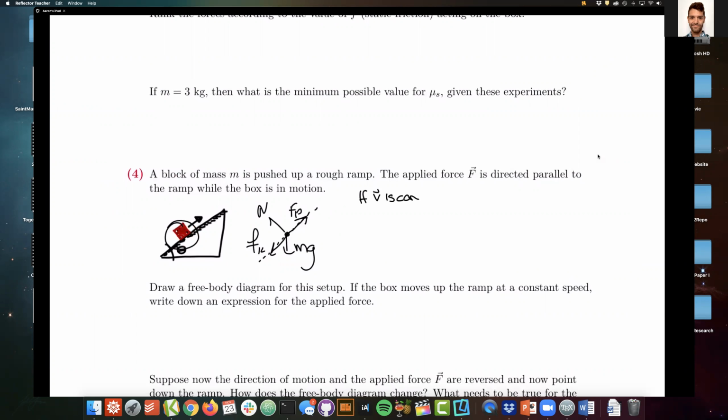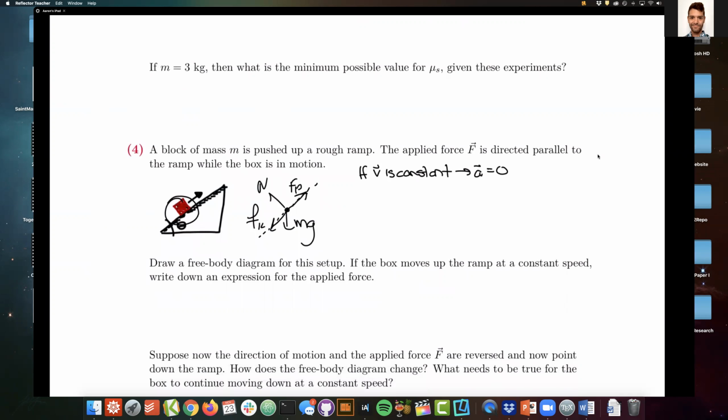If v is constant, the acceleration is 0. So the sum of the forces acting along the ramp must also be 0. We know the sum of the forces is 0 perpendicular to the ramp, else the box would leave the surface or sink. But even along the ramp, this implies that the sum of the forces better add up to 0.